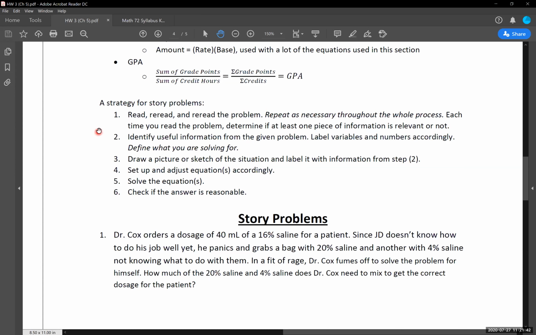Once we've identified some relevant or irrelevant information, identify specifically the useful information for the problem. I would label some variables and some numbers for yourself accordingly, and clearly define what you are solving for. A lot of people will see these and go, well, maybe I'm working with dollars, hours that are worked, total amount of money that I made, a fixed amount of money that I'm making, but I don't know what I am solving for in this problem. And a lot of people will just, once again, start writing stuff down just to write it down. Clearly define for yourself, what are you looking for in this problem?